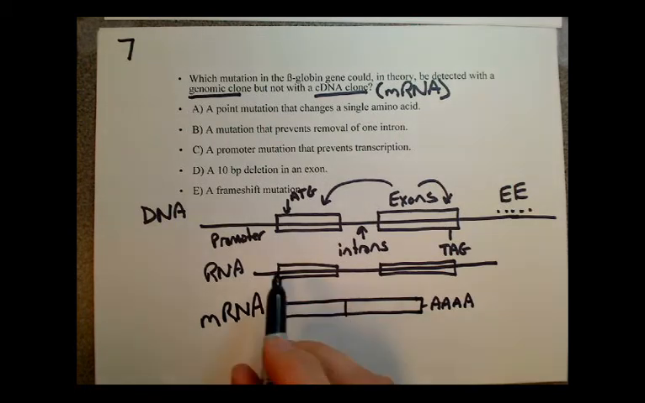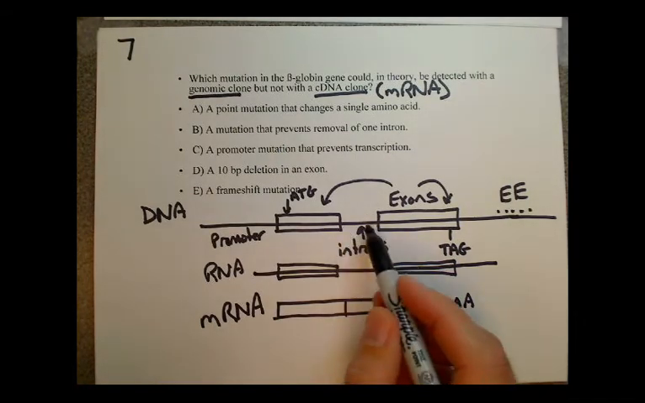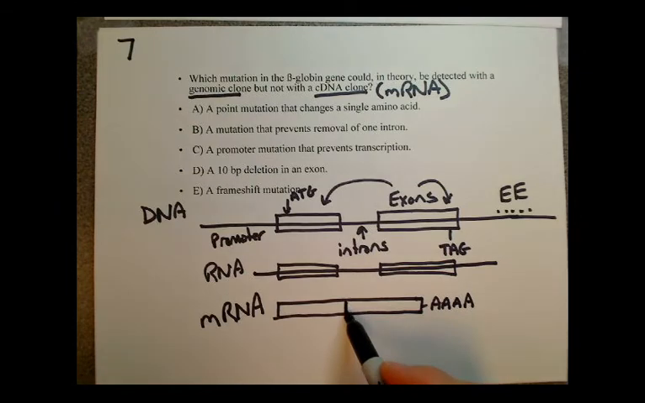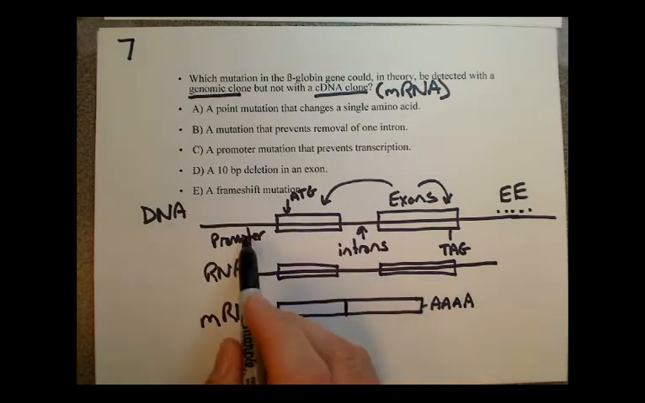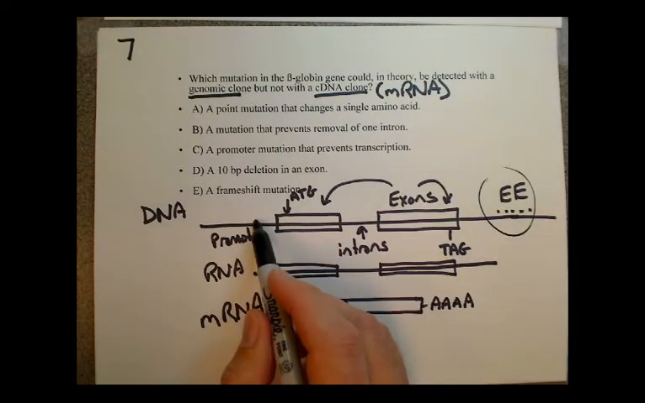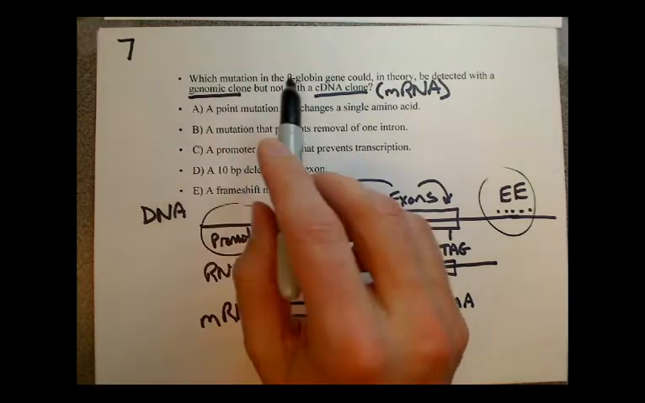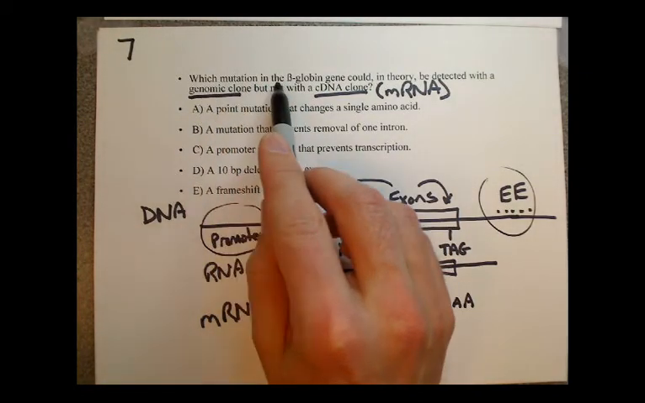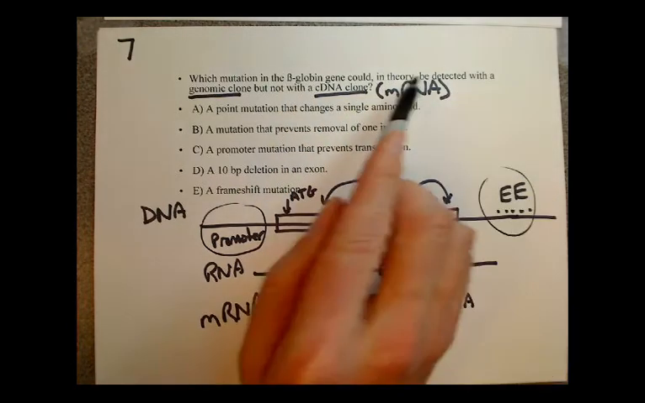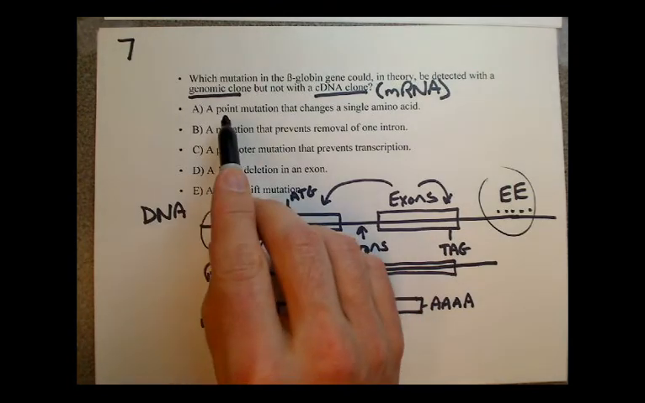Now you'll notice, just generally speaking, there's a lot of things missing here that weren't up here. So one of the big things we think about are introns. Introns have been spliced out, so this is now gone. But also these regulatory sequences like enhancer elements and promoter sequences are not going to be present in the final messenger RNA. So with all that in mind, we can go to the question here. Which mutation in this gene could in theory be detected with a genomic clone, a genomic piece of DNA, but not in a messenger RNA?